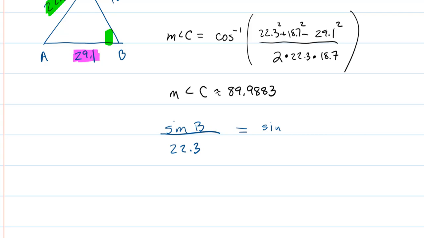And I'm just going to write 89.9883 over, and then that side was 29.1. So that'll be your starting ratio. That communicates like, yep, I'm using law of sines. I know what I'm doing.